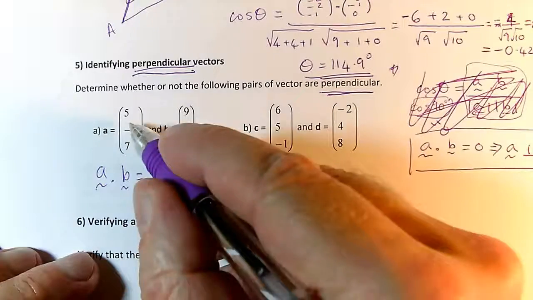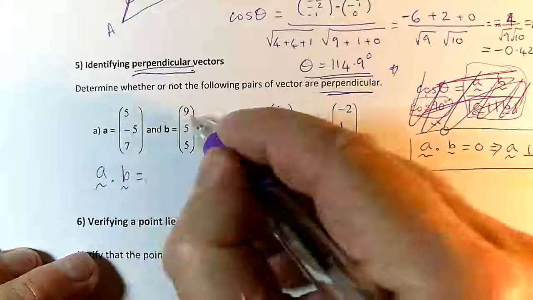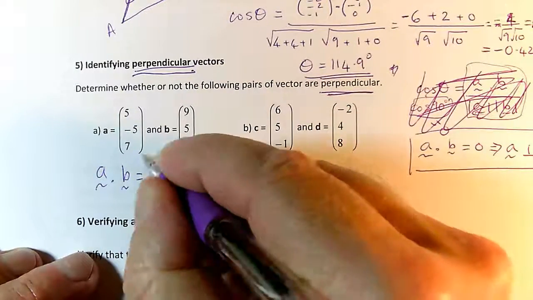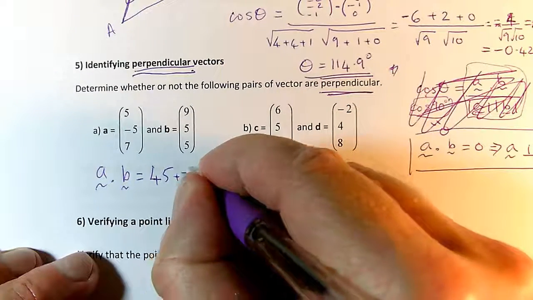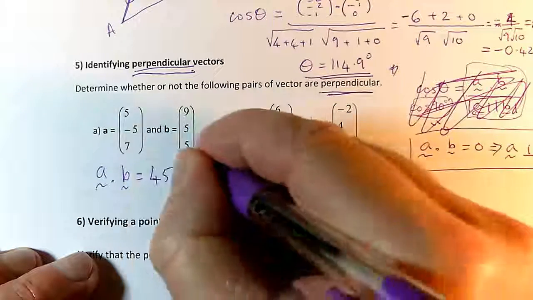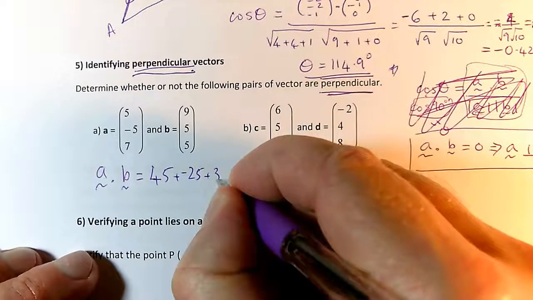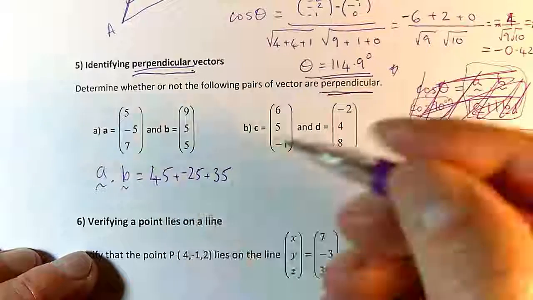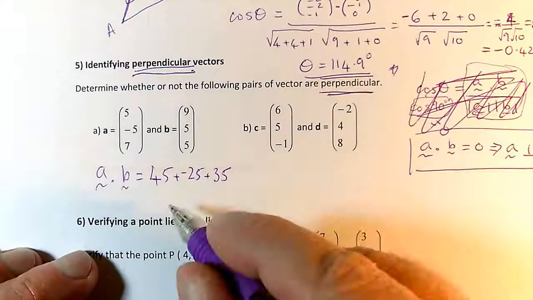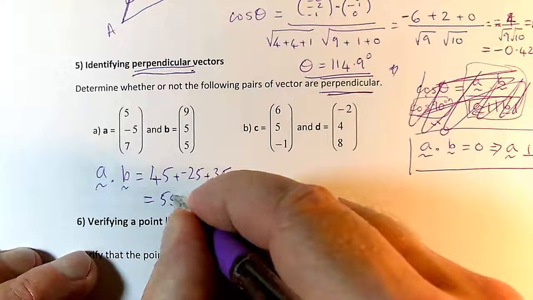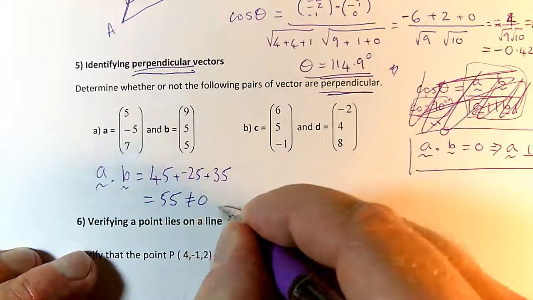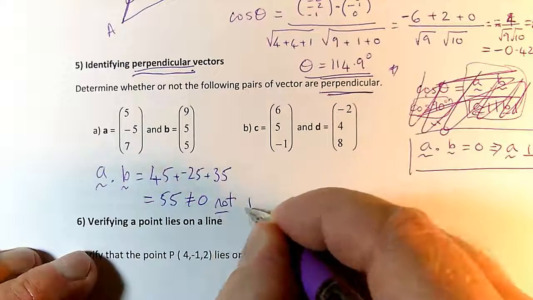So let's do the dot product, a dot b. It's 5 times 9 is 45. And then it's minus 5 times plus 5, so it's minus 25. And then it's plus 7 times 5 is 35. Now I can see that's not 0, but do get an answer for it. Let's not be totally lazy. That is 55, I make that. Which is not equal to 0, therefore not perpendicular.